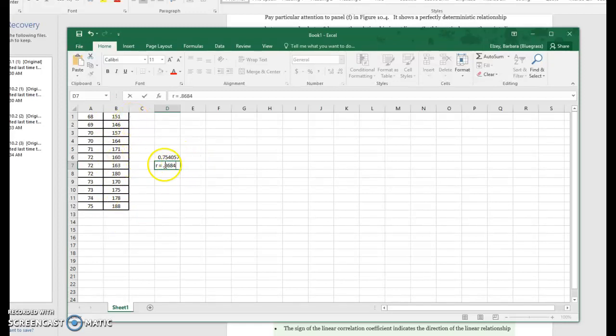If these had been going down, we would express this as R equals negative 0.8684, and we'd have a strong negative linear correlation.